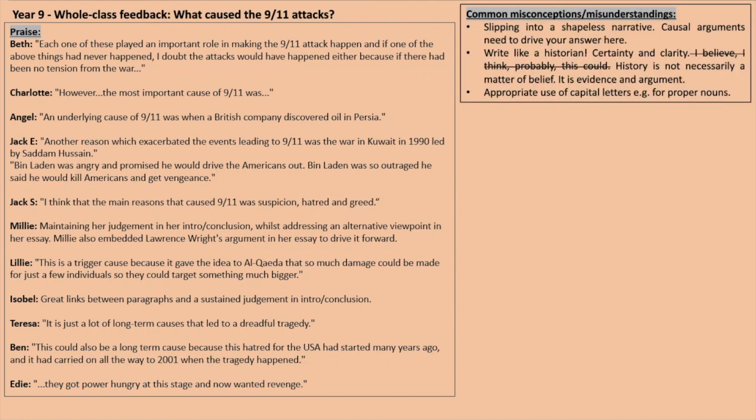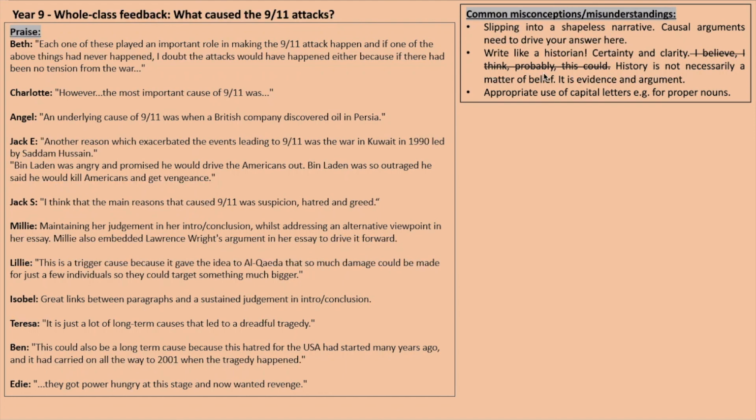Now, misconceptions or misunderstandings, often slipping into what I've called here a shapeless narrative. So that's simply just telling me what happens. Your narratives had a lovely shape when you indicated what cause or what role each cause played and what your view was. So causal arguments need to drive your answer. So using words or phrases like "another reason which exacerbated" would drive your narrative, your answer.